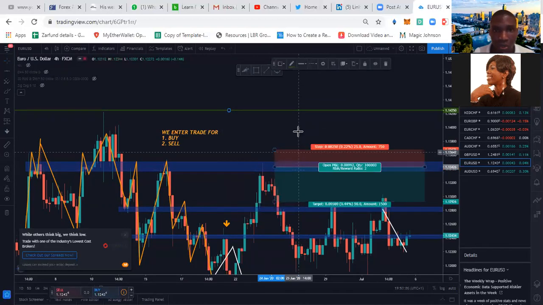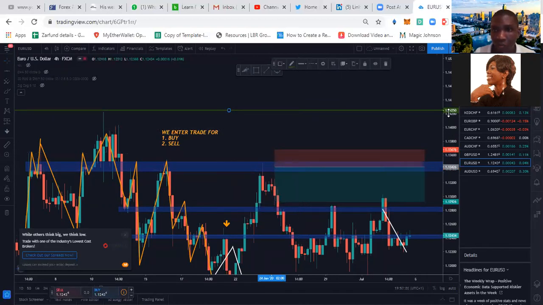Okay, so this line is 1.14250. That is our entry price.